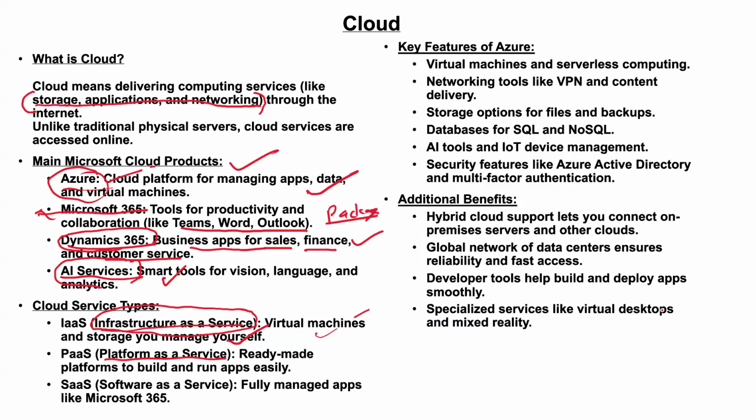Now coming to the key features of Azure. Basically it is virtual machines and serverless computing. Then we have networking tools. That is the reason why I said in the last slide that we should understand the basic concepts of networking too, because here networking comes, VPN comes, and a lot of things come with it, because it is working totally on a virtual thing. We will not have anything in our hand on a physical level. Physically we have servers. Here it's totally virtual.